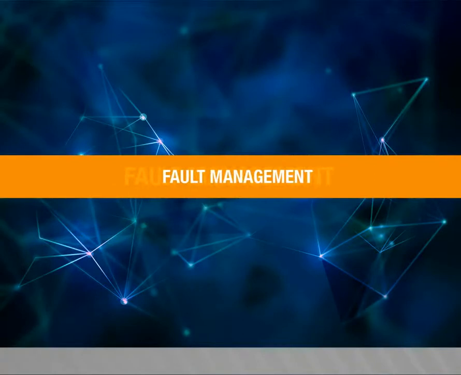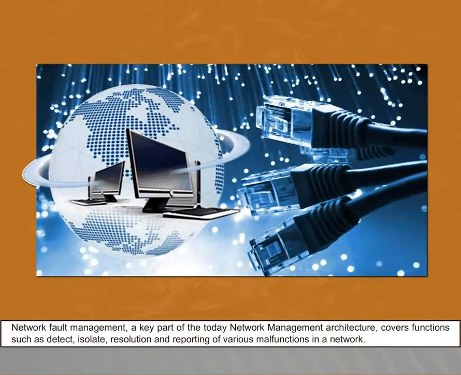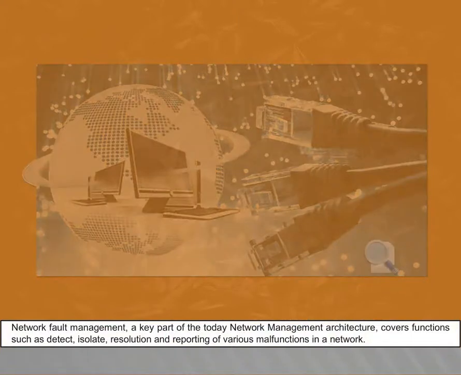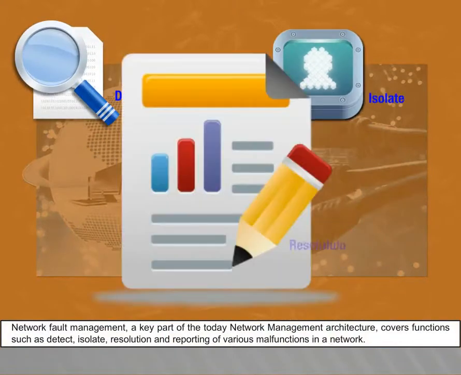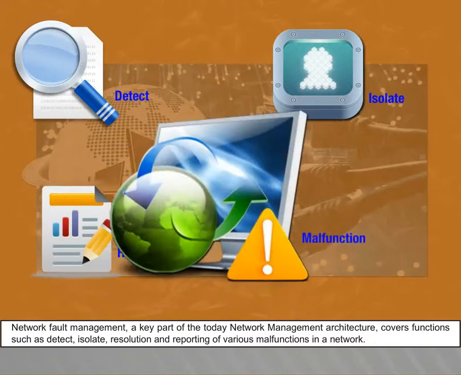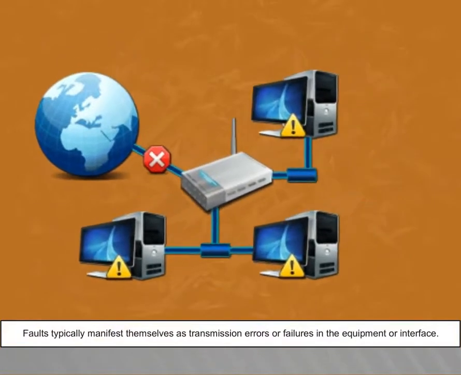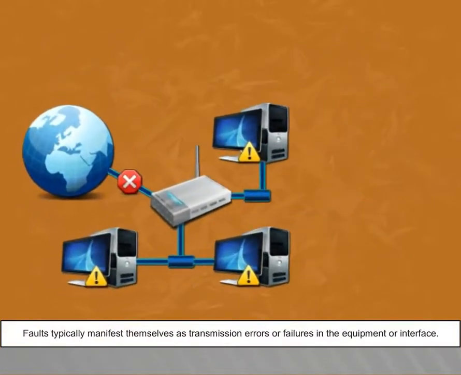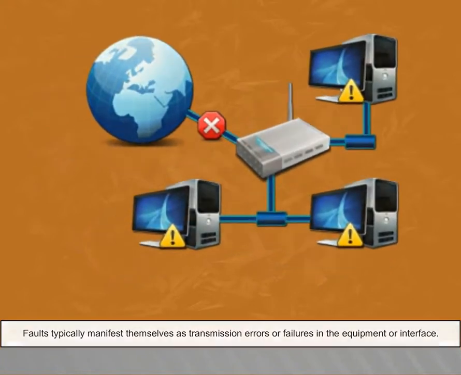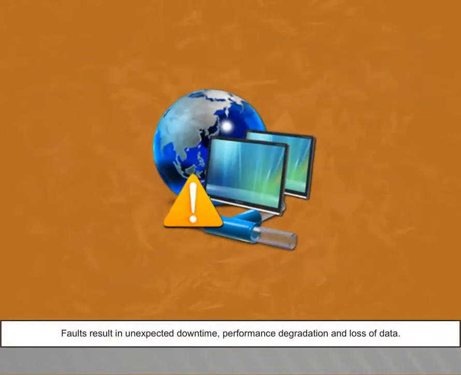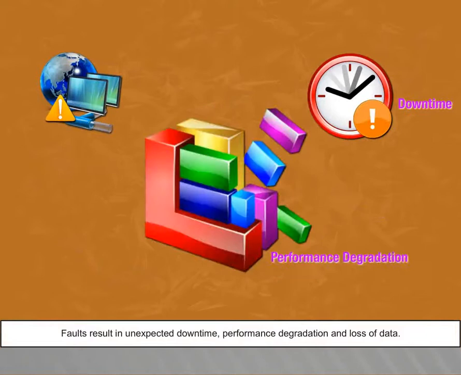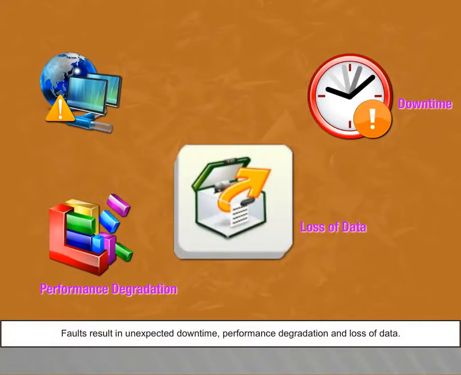Fault management. In this video, we are going to see about fault management. Network fault management, a key part of today's network management architecture, covers functions such as detection, isolation, resolution, and reporting of various malfunctions in a network. Faults typically manifest themselves as transmission errors or failures in the equipment or interface. Faults result in unexpected downtime, performance degradation, and loss of data.